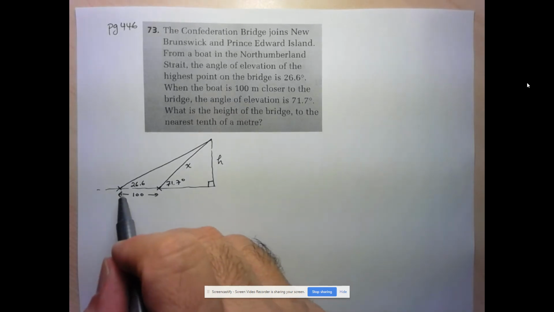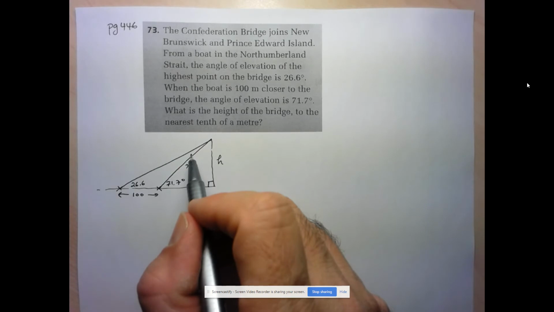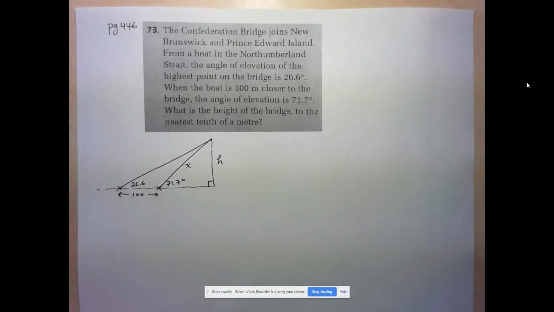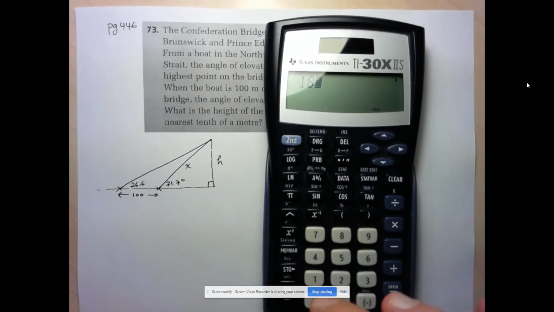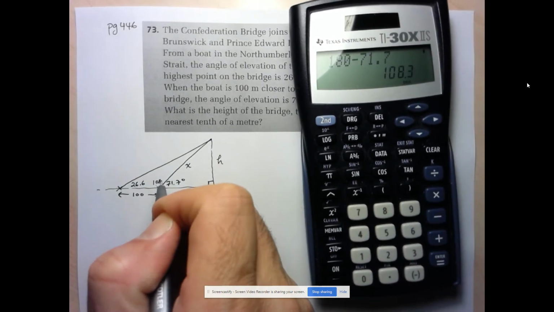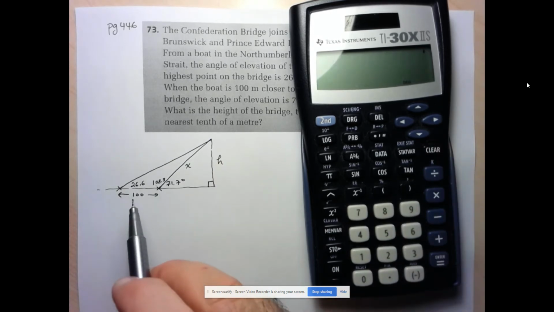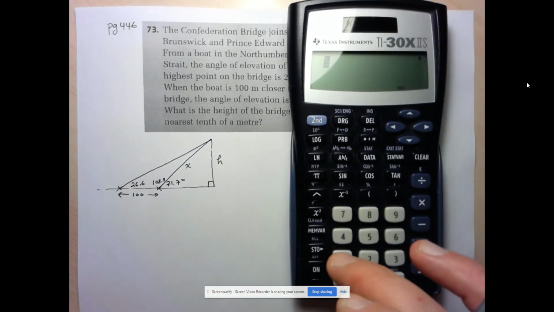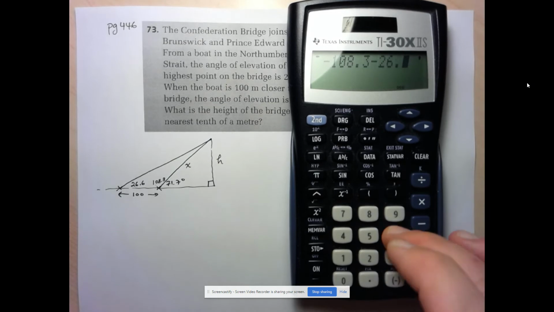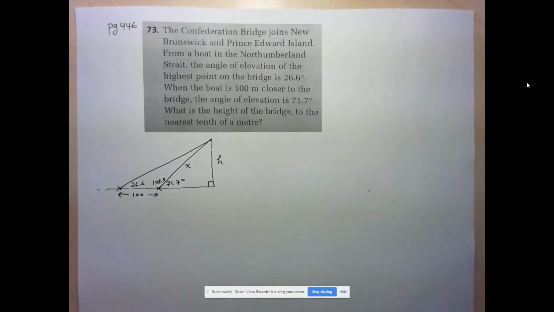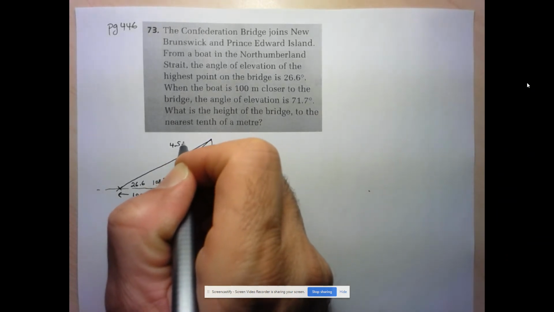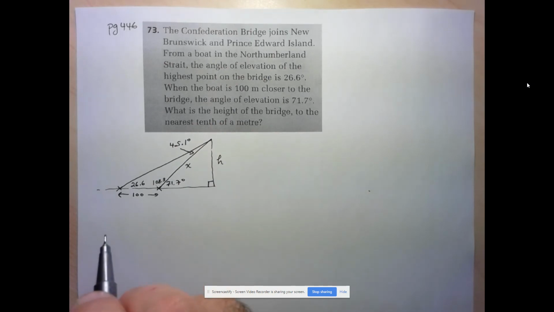Well, I know that this is 100 meters. I don't know its opposite angle, but I can find it, because these two angles are supplementary. So let's calculate that one there. 180 minus 71.7 is 108.3. And now that we have these two angles, we can calculate the one up there. 180 minus 108.3 minus 26.6 is equal to 45.1. So this angle here is 45.1. Clearly my diagram was not very accurate, but that's okay. We're just using it as a guide.